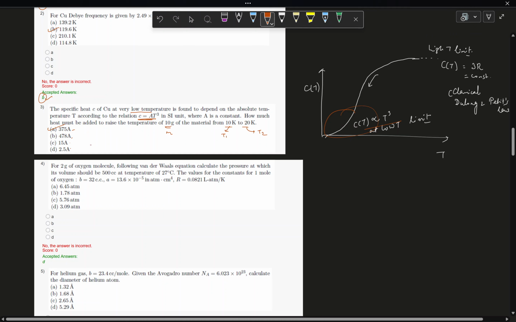Okay, so the answer will be option number A. 375A is the answer. Okay, then question number 3 is also done. Then let us move on to question number 4.